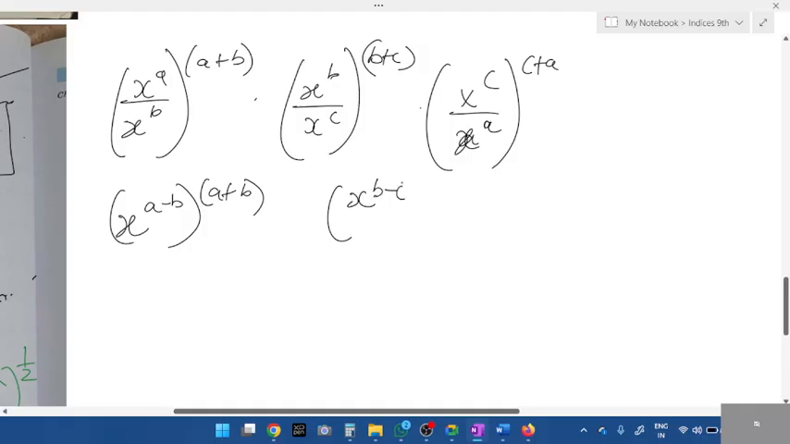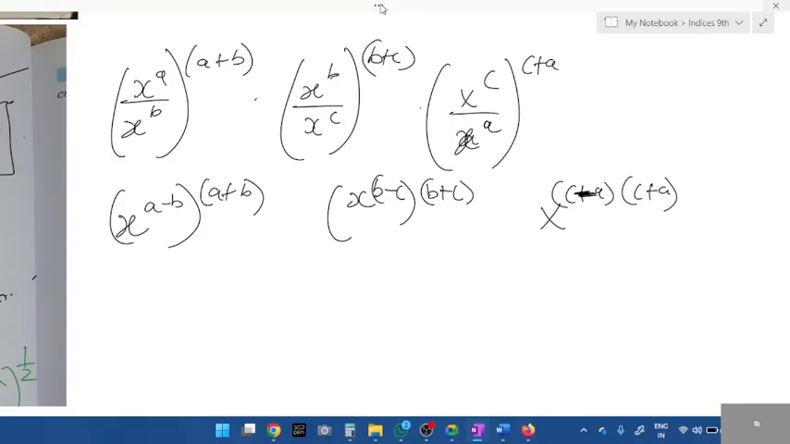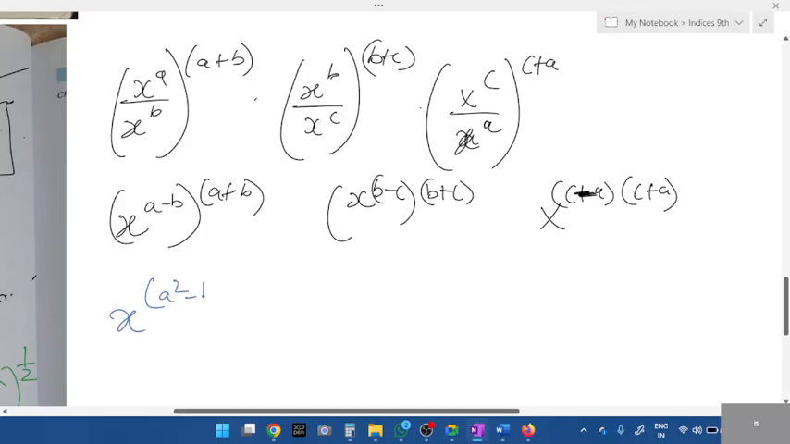x^(b minus c) into... Yeah, next one. No, c minus a, right? What is the a plus b into a minus b formula? a plus b into a minus b is a square minus b square. Yeah, tell me the next one. That's it. Next one.